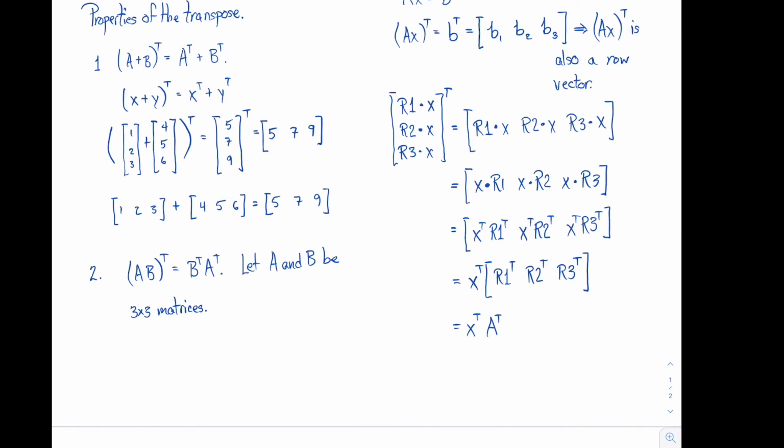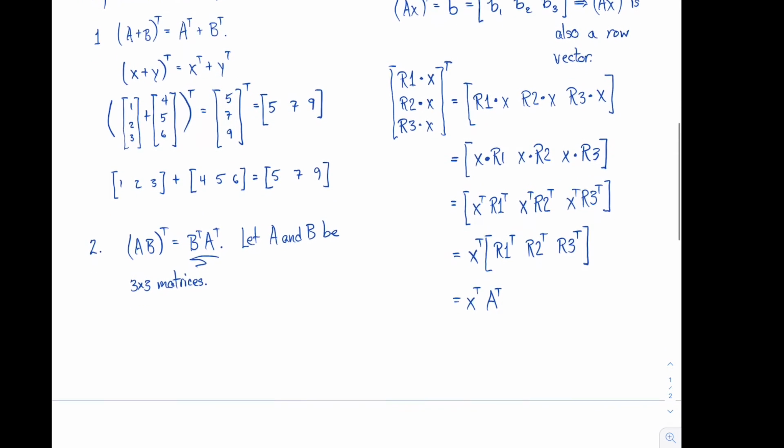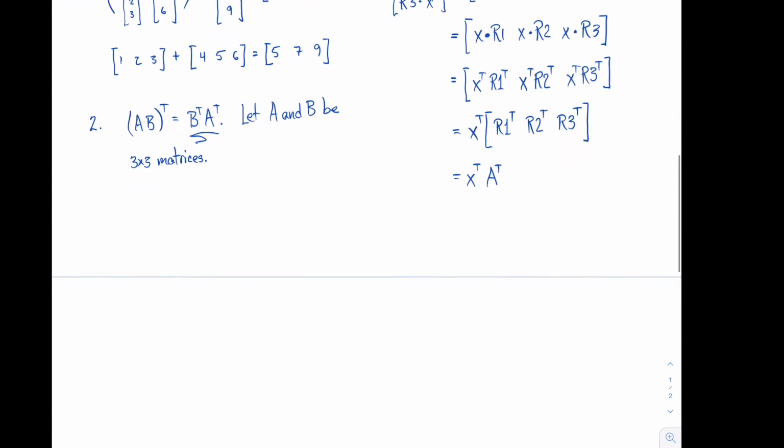So, how do we show now our final steps as we're going to figure out that AB transposed is B transposed, A transpose. And now we're ready. So I'm going to come up here.